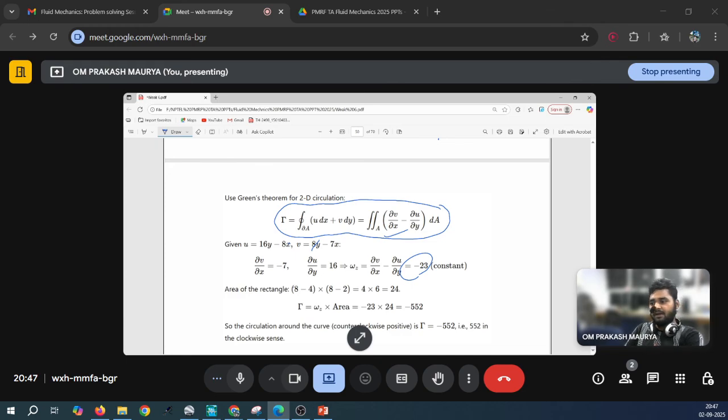And whatever the area you will find out, the area will be 4 into 6, that is 24. And your circulation is the vorticity into area, your final answer will be 552. The circulation around the curve that is counterclockwise, that is positive, is minus 552. Remember please, that is in clockwise sense. You will remember, 552 in the clockwise sense.